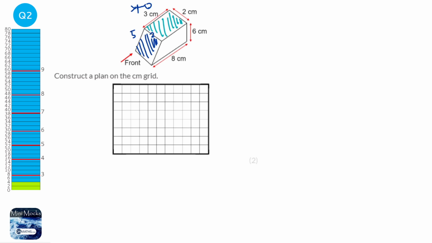So let's draw that on. And so we've got 2 centimeters down, and we've got 5 across. 1, 2, 3, 4, 5. And this is what it would look like from above. Now the other part will be the same 2 centimeters, but it will be 3 centimeters across. So we have 3 centimeters across. Now, whenever you have a join or a change in elevation, you need to show that with a line across. And so this will be our completed answer.